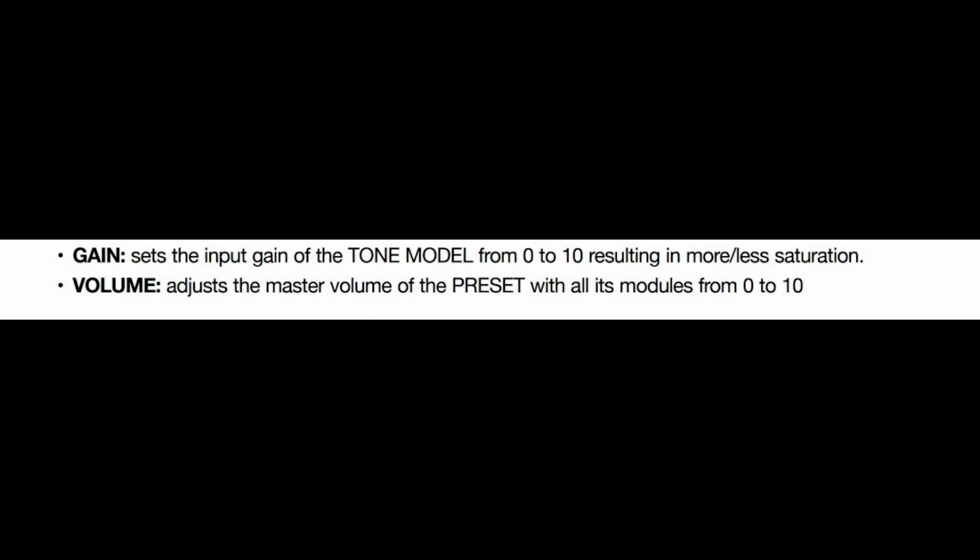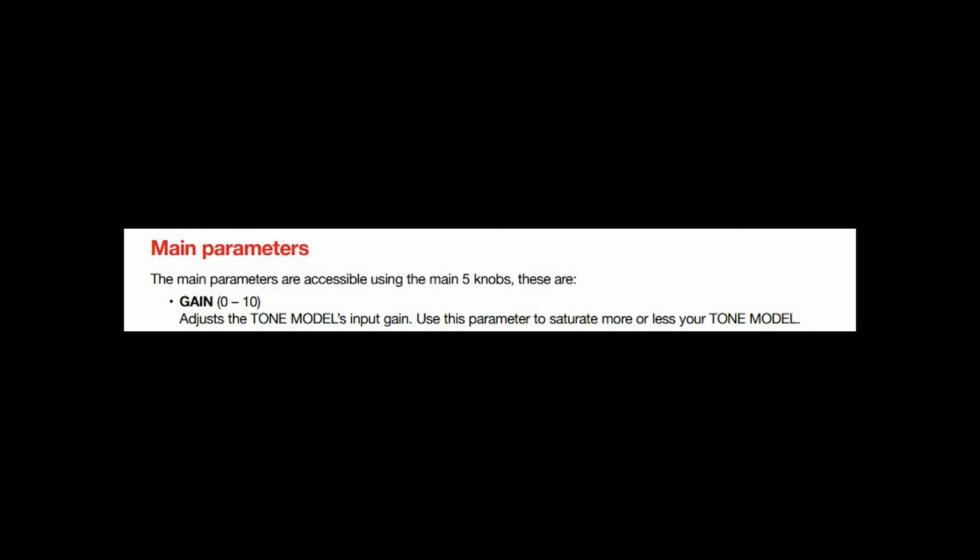Well, if we go over to the IK Multimedia manual for both ToneX software and ToneX pedal, it says this. First off, for ToneX software, it says gain sets the input gain of the tone model from 0 to 10, resulting in more or less saturation. Coming over to the ToneX pedal manual, it says gain adjusts the tone model's input gain. Use this parameter to saturate more or less your tone model.